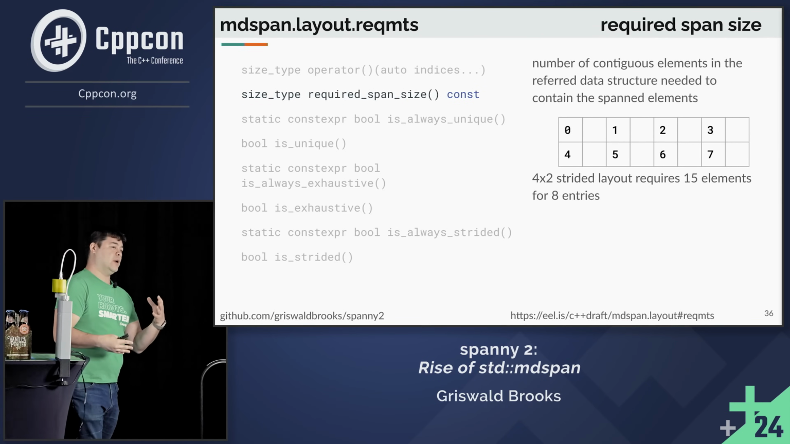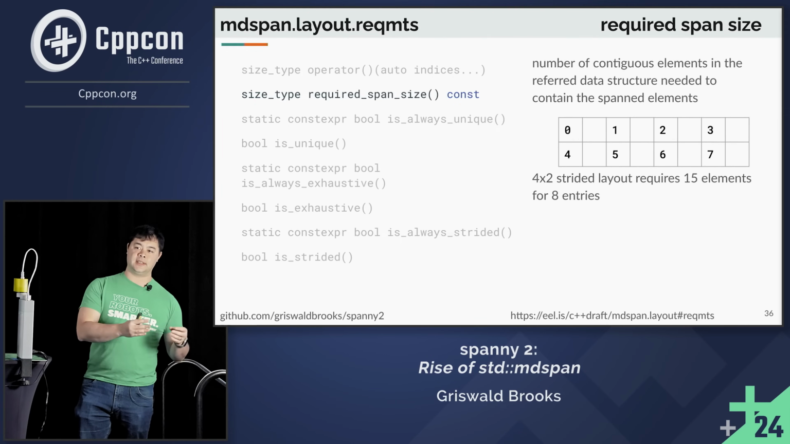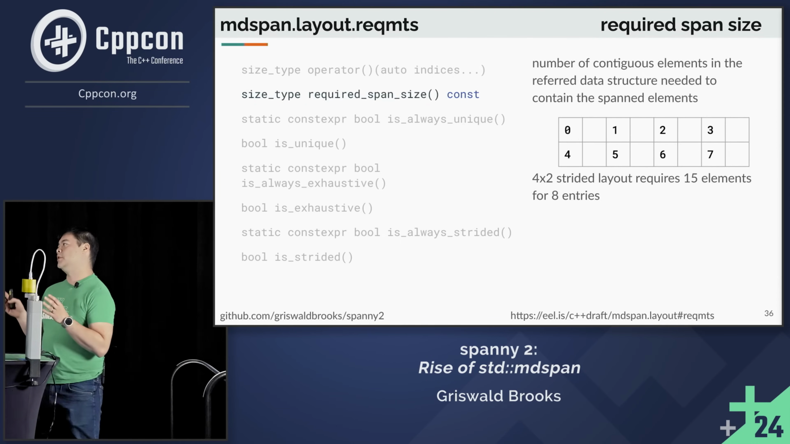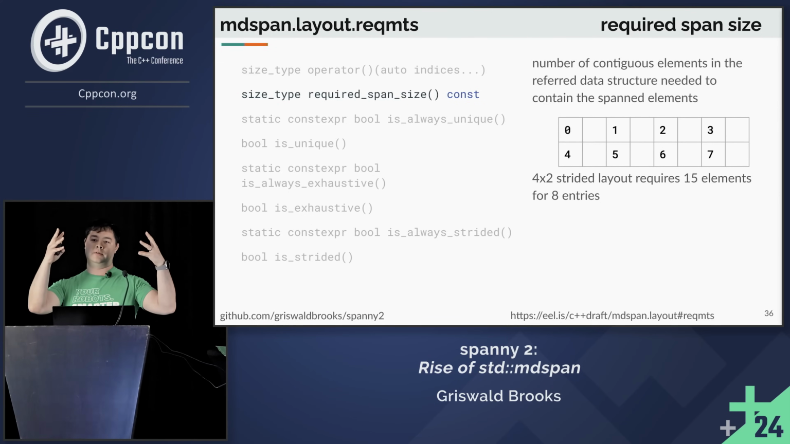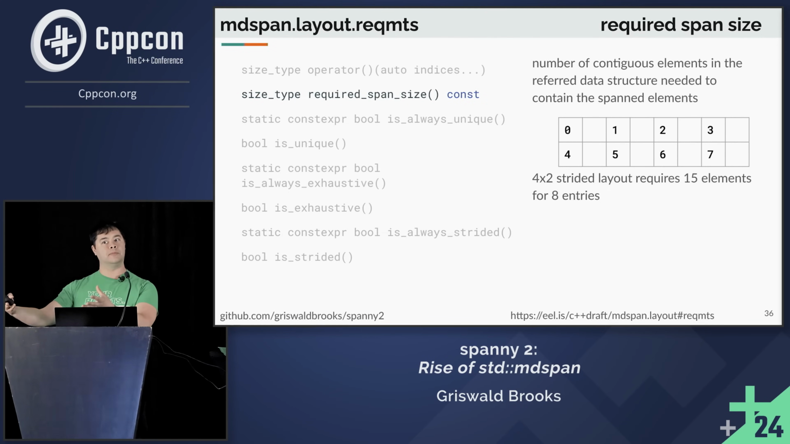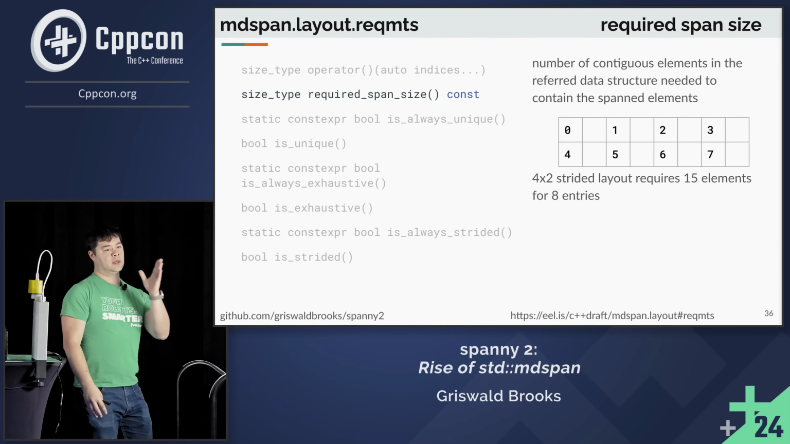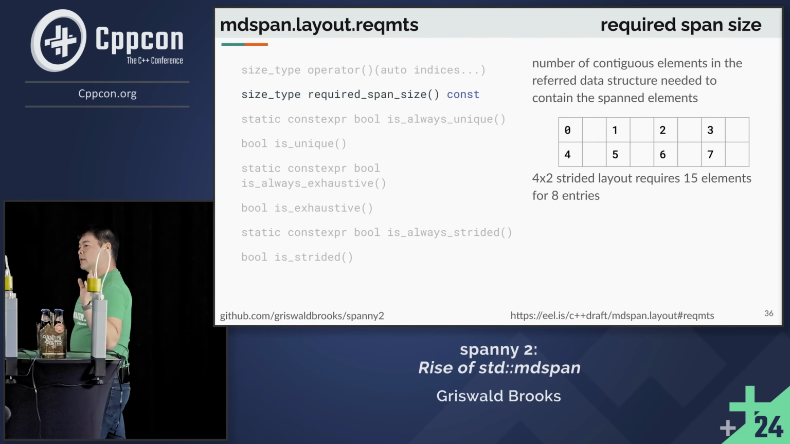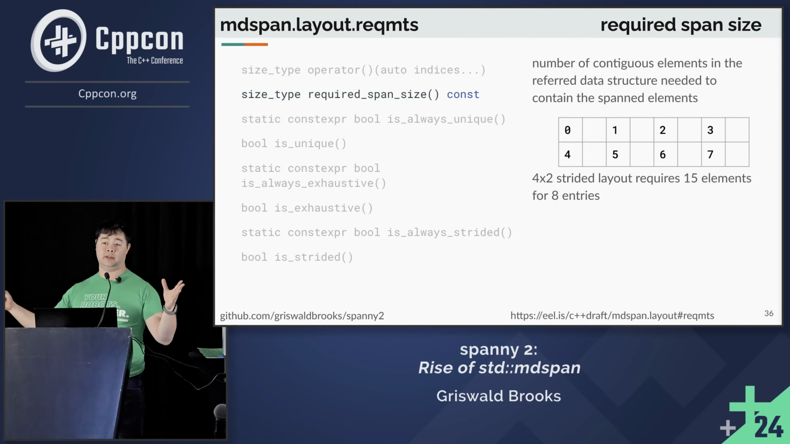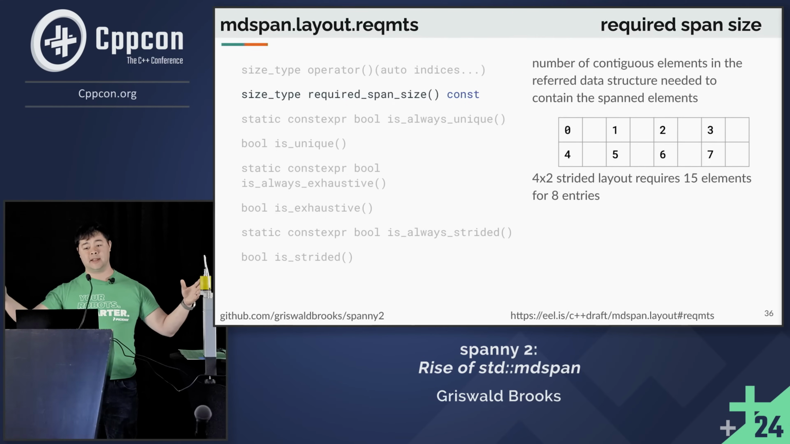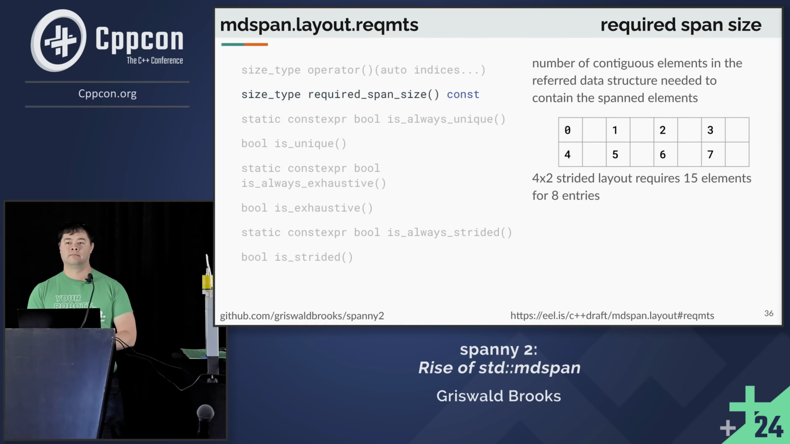Required span size. This is why I corrected myself a second ago: this isn't about how big the data is, extents is the dimension, right? When we talk about required span size, let's remember that our layout is inside some other piece of data. If we had that strided example again, where we space out the individual elements, then to represent 8 elements we actually need 15 locations. So our required span size has to be 15 to represent this strided 2x4.